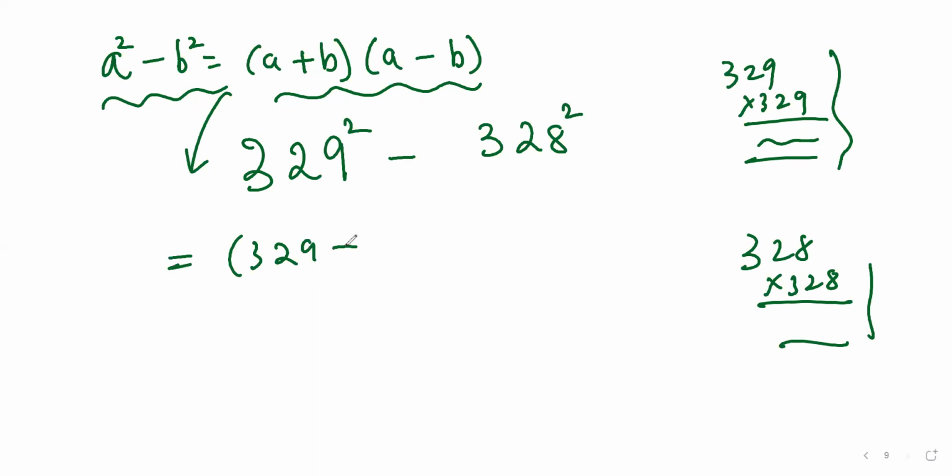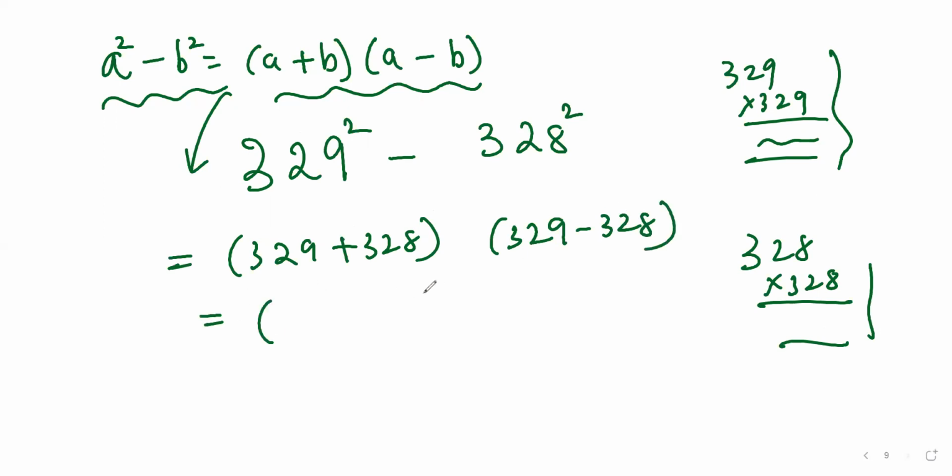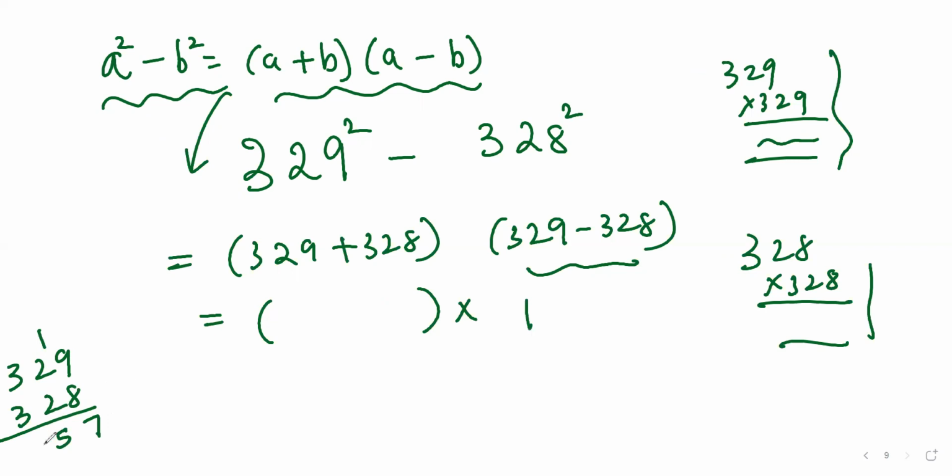So a plus b into a minus b, where these are squares of consecutive numbers. So that will be what? This into, what is this one? 329 minus 328. So you just basically have to add 329 and 328. 9 plus 8 is 17. 2 plus 2, 4 plus 1 is 5. Okay, no carry. 657. It's 657 into 1, which is 657, the answer. You got it without performing any long multiplication, because of the property, because of the method.